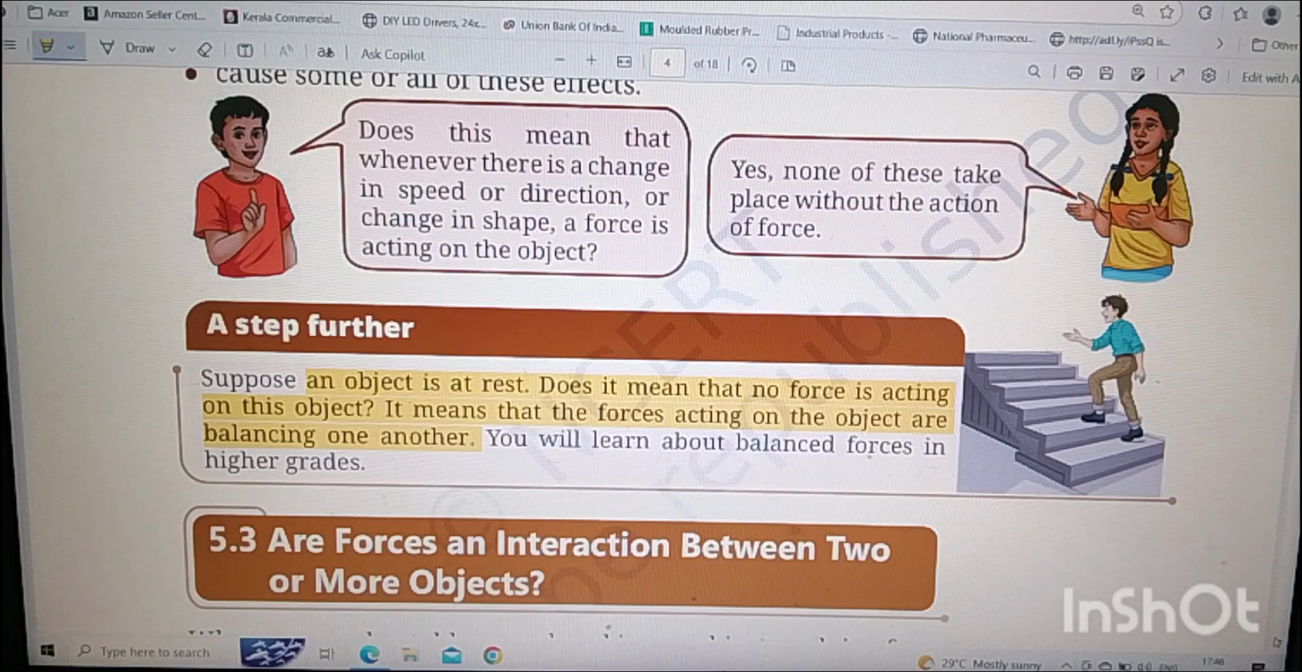That is, a 10 Newton force from one side and 10 Newton from the second side. Then the object won't move. Since the forces are equal, there will be no change in the motion of that object. But if it is an unequal force, meaning 20 Newton is applied on one side and 10 Newton on the second side, then the object will move towards where the greater force is being applied. This is the difference between balanced and unbalanced forces. So here we understand that when an object is at rest, the force acting on it is actually a balanced force.